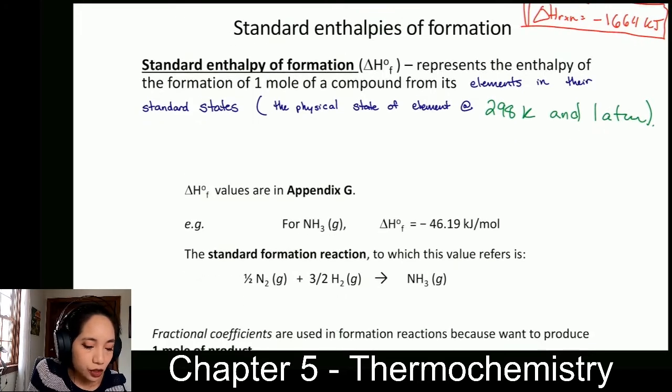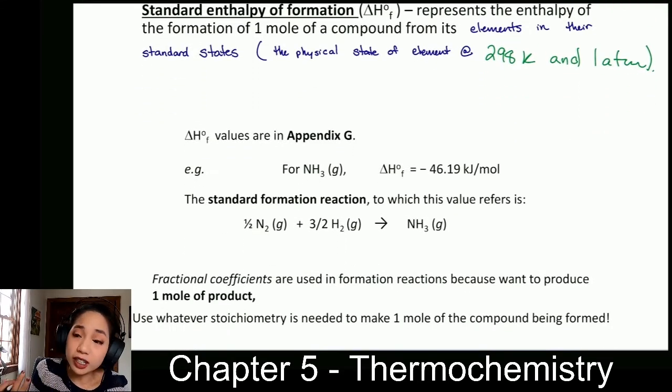All right. And so these delta H values are given in Appendix G of your textbook, and you're always given delta H of formations of compounds.